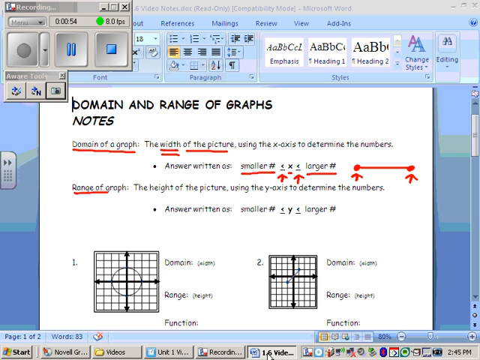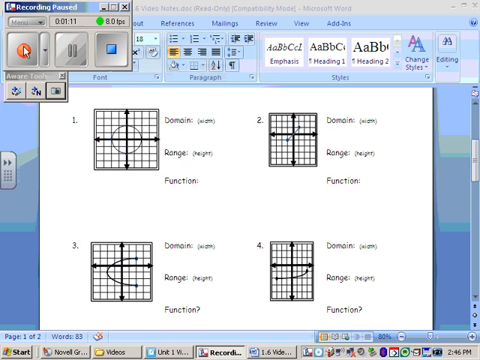On the other hand, the range of the graph is the height of the picture, which would be the vertical axis or the y-axis. The answers will be written in the same way as the domain, except instead of having an x, you will have a y between the less than or equal to signs.